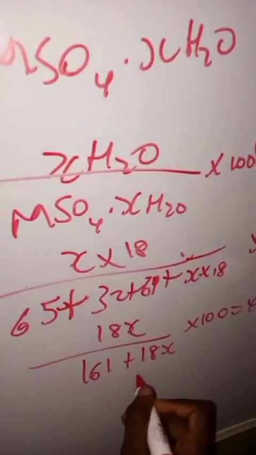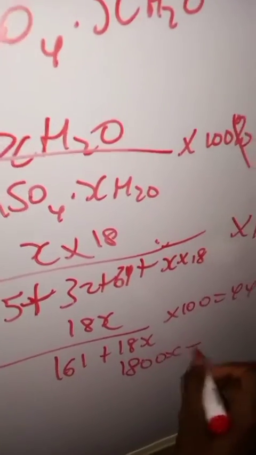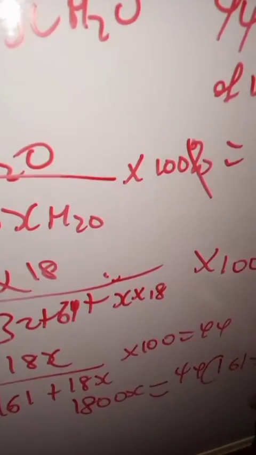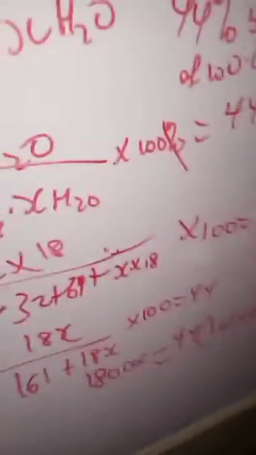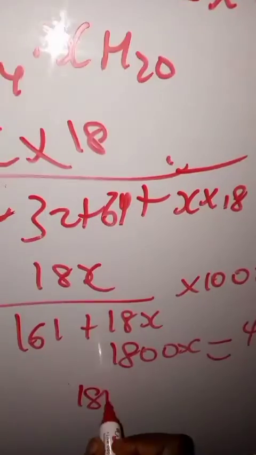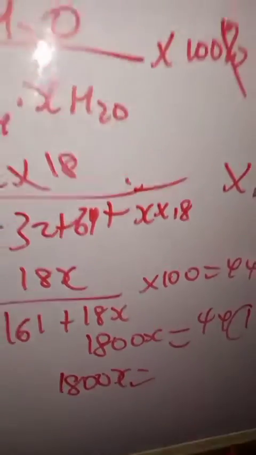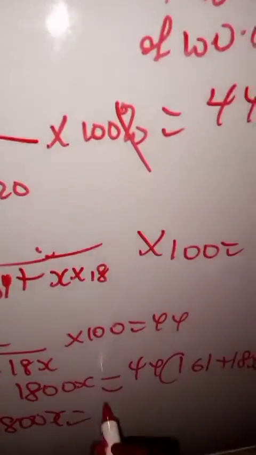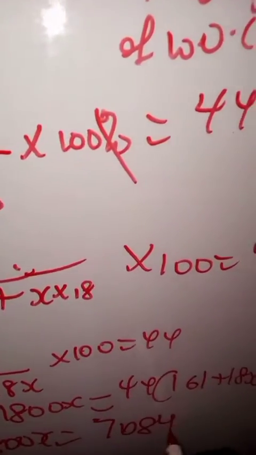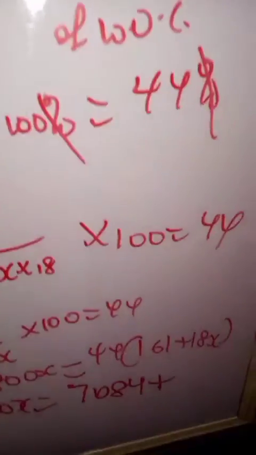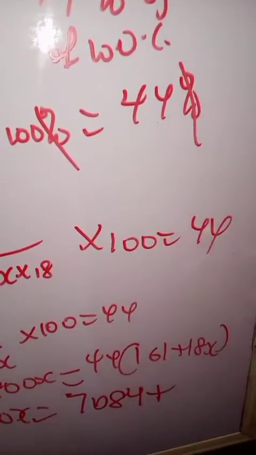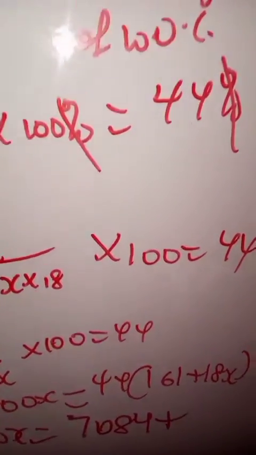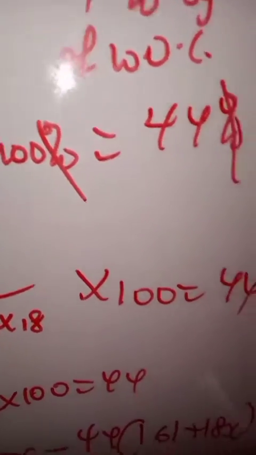Multiplying, you have 1800x is equal to 44 into bracket, bringing this one here, 161 plus 18x. So you have 1800x is equal to 44 times 161. So this is 7084 plus 44 times 18. 44 times 18 will give you what? That's 792x. So collect the like terms.